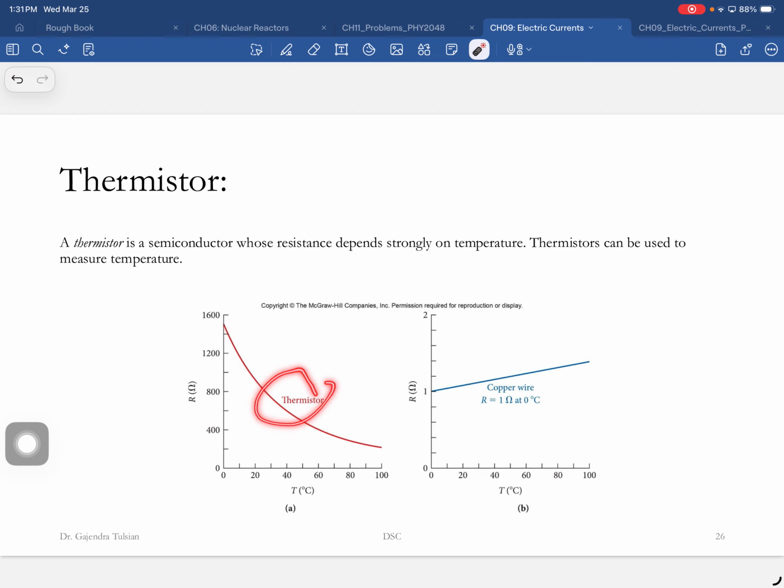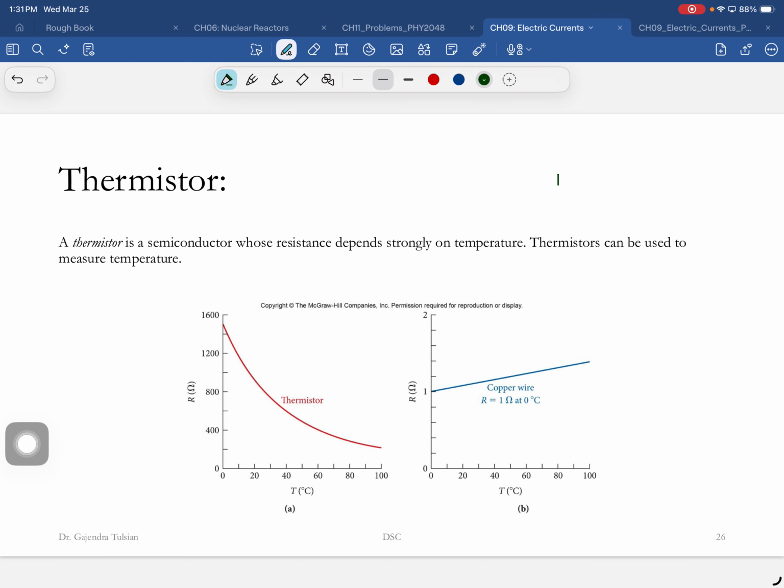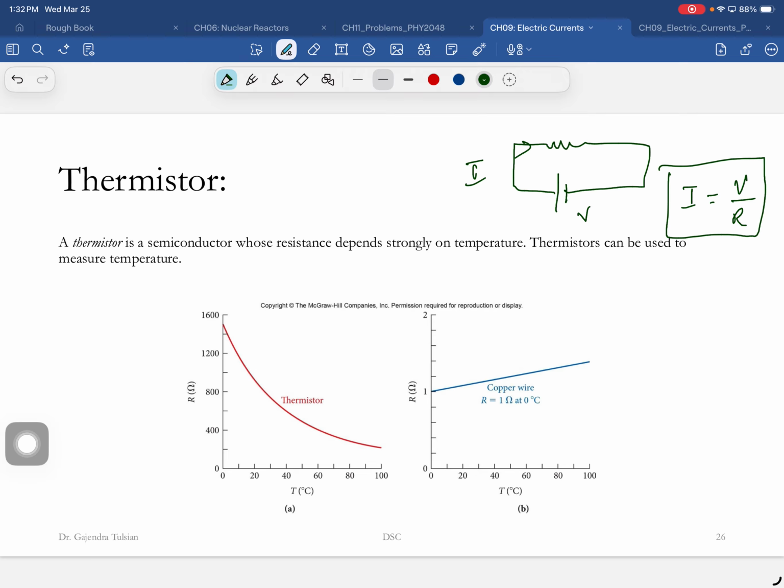Oh, so here we go. Here's a thermistor. So let's read this. A thermistor is a semiconductor whose resistance depends strongly on temperature. Okay. So remember, so here's current, voltage, and resistor. Okay, so current is voltage divided by resistance. Okay, so a thermistor, okay.